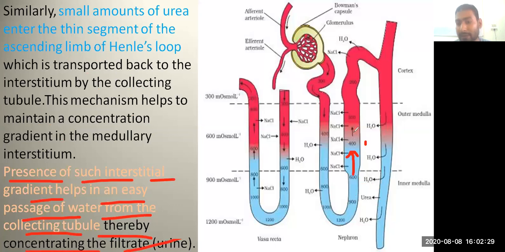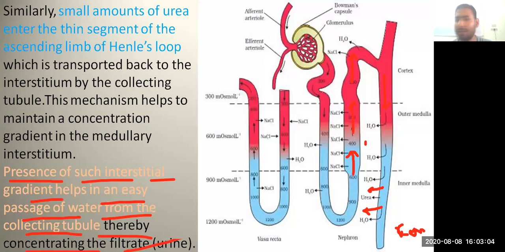And here what will happen, the water will move, meaning the filtrate will move, and here the filtrate will move. This filtrate becomes much concentrated. Here water also comes outside, urea also comes outside. The urine will be released in a highly concentrated form. So that's why here they have given the counter current mechanism. The counter current mechanism is very important for the establishment, or formation, of concentrated urine.